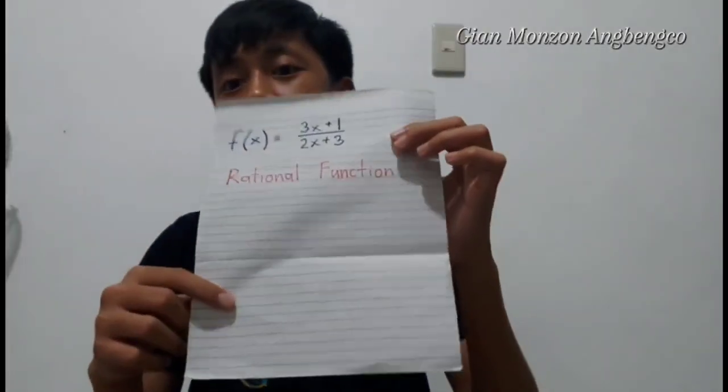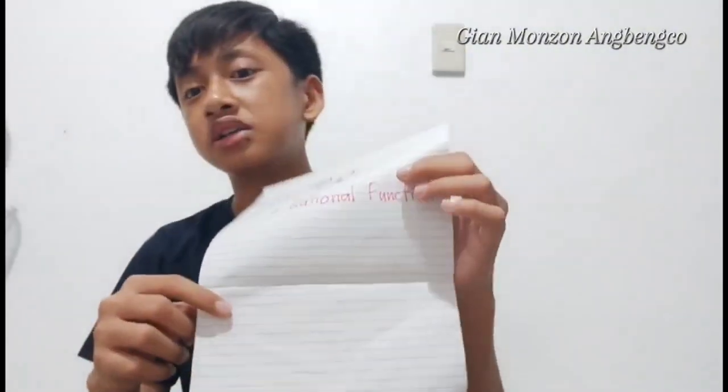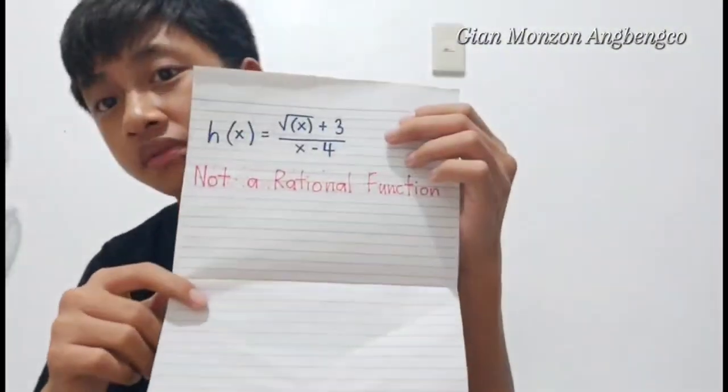It's a Ra, a rational function. Great job! For the next one, we have this. h of x is equal to square root of x plus 3 over x minus 4. Is it a Ra or is it a Na? It's a Na, not a rational function because it has a radical.